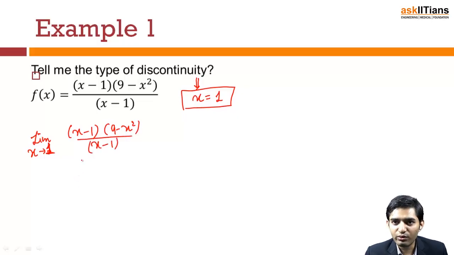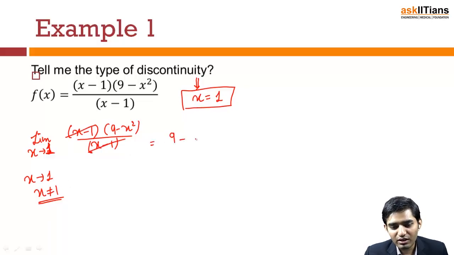Now if I want to find the limit at x tending to 1, if x is tending to 1, that means x is never equal to 1. I told you this. Either it will be 1 plus or it will be 1 minus. So if x is never equal to 1, I can just cancel this out. So what will be the limit? The limit will be 9 minus 1 square, which is nothing but 8. So the limit of the function exists.